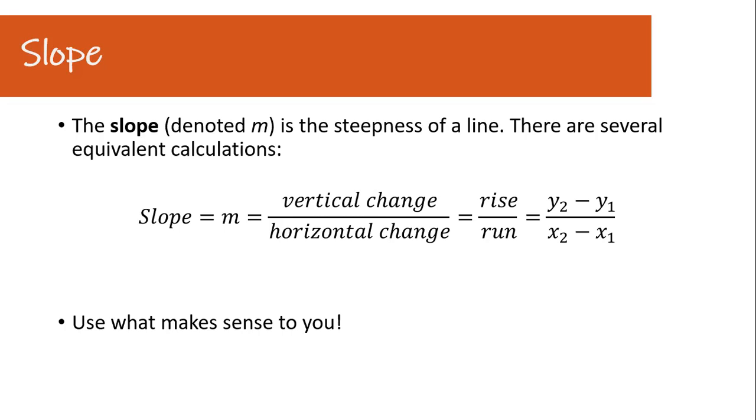Or if you have two points, it's often easiest to use the actual formula, y2 minus y1 over x2 minus x1. Be careful with your order of operations, especially if you're using a calculator. Make sure you put it in parentheses and use what makes sense to you. I go back and forth between rise over run and the actual coordinate points. It just depends what I have. Remember that rise is that vertical change and run is that horizontal change.